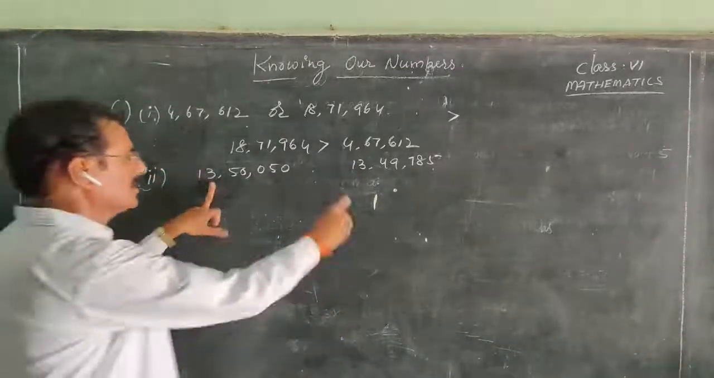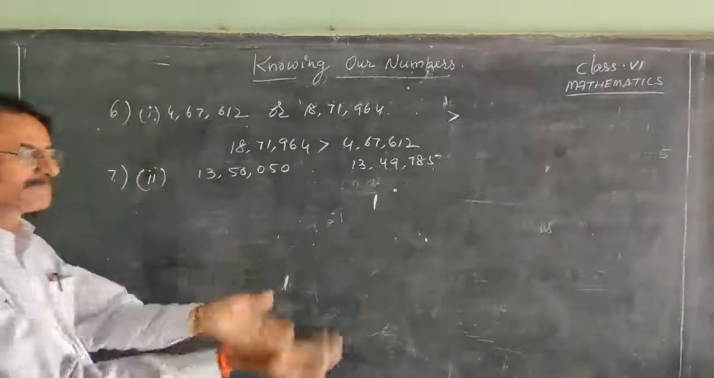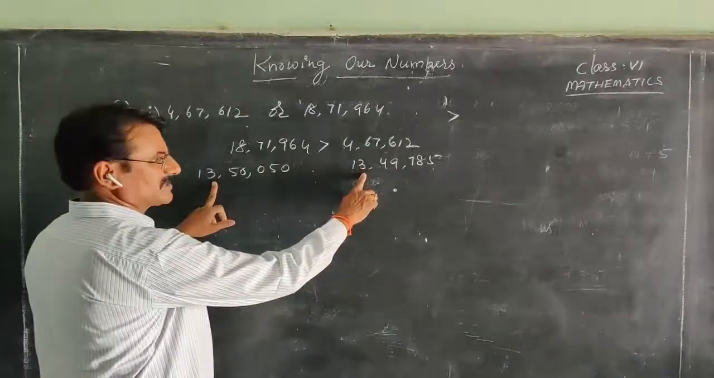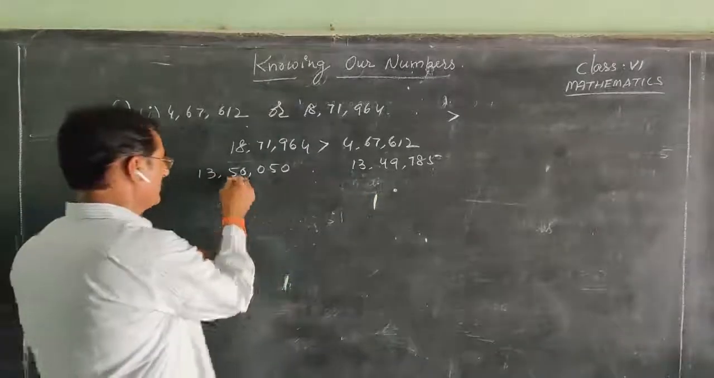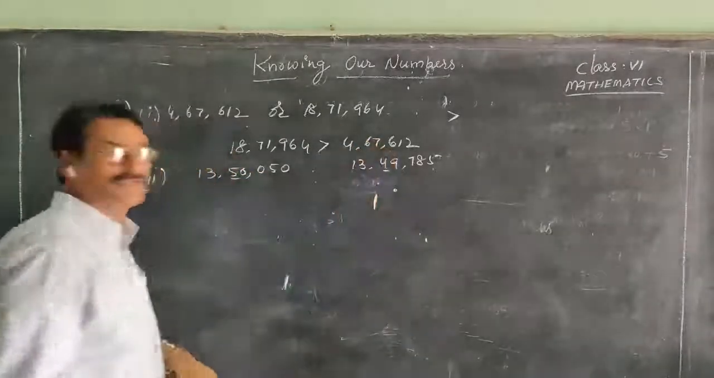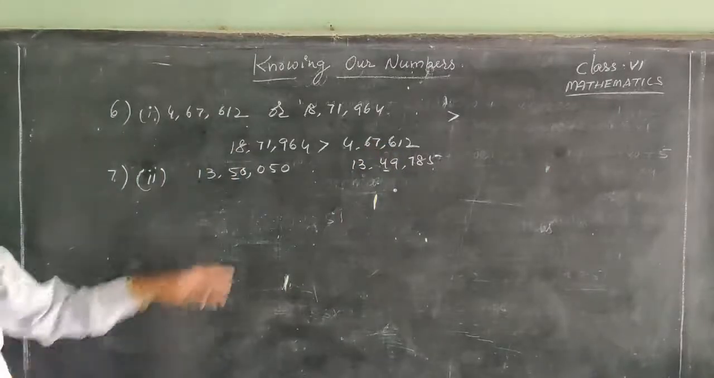Next, go to the next place, the lakh place. There is a 3. We can't decide with the help of the lakh place. Next go to the 10,000 place.